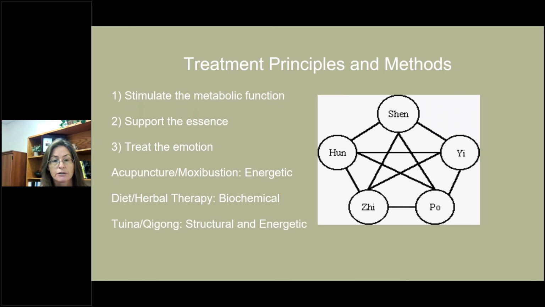The methods that we commonly use are things like acupuncture and moxibustion. That's an energetic method of treating. There's specific acupuncture protocols that are used to do these things that stimulate metabolic function, support the essence, and treat the emotion. Moxibustion can be used to warm certain points as well to have this effect on the system. We use diet and herbal therapy. This is a biochemical way of approaching basically nourishing the system and utilizing biochemistry to help affect the physiology. And then we use things like Tuina and Qigong. These are structural and energetic therapies.